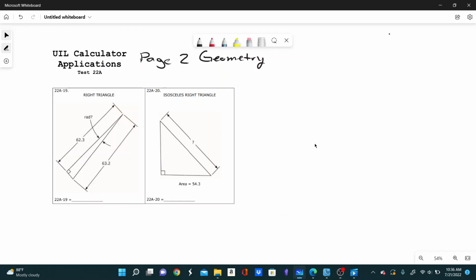Number 19. So looks like we have a right triangle, and we have two sides and an angle. And so looks like we have just a basic trigonometry problem on our hands. And in fact, this problem, number 19, will always be this kind of problem. So let's see, we have the angle, and then we have the adjacent side and the hypotenuse. So it looks like this is a job for cosine.